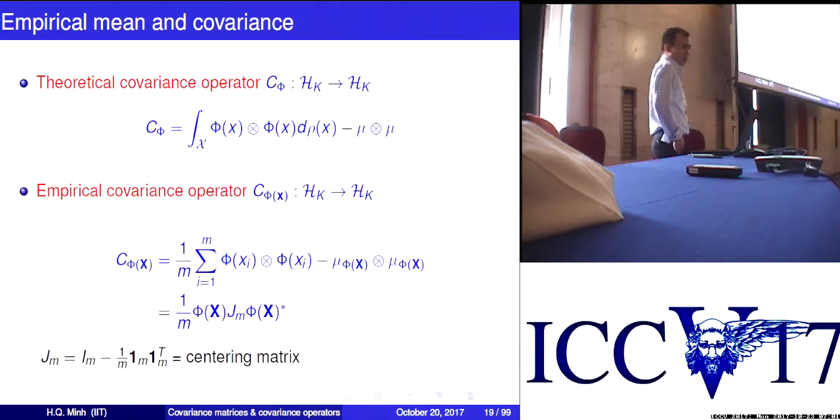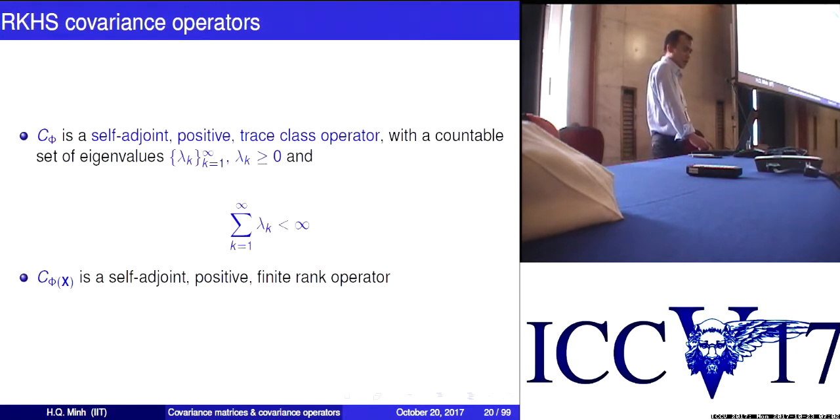And the same for the covariance operator. We have the theoretical version there, and then we replace the integral by the average, the summation over m of phi(xi) minus mu times phi(xi) minus mu. It can be written as 1 over m phi(x) J_m phi(x), where this is actually the adjoint operator, which can be considered as the transpose: phi(x) J_m phi(x) transpose. So it's the same as before. Before we had x times J_m x transpose, and now we just have phi(x) J_m phi(x) transpose. That is the covariance operator representation.